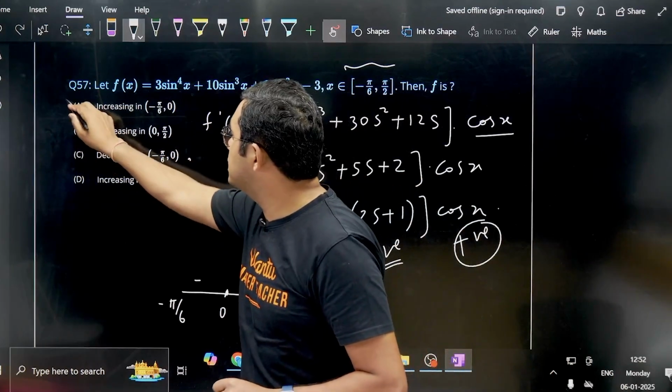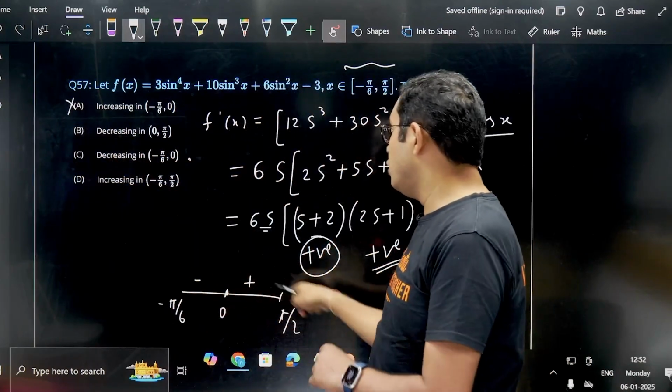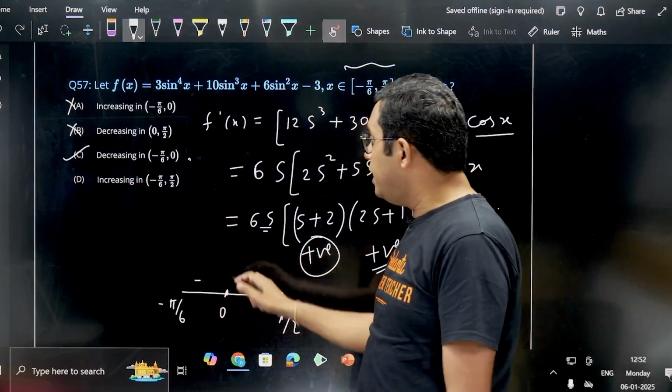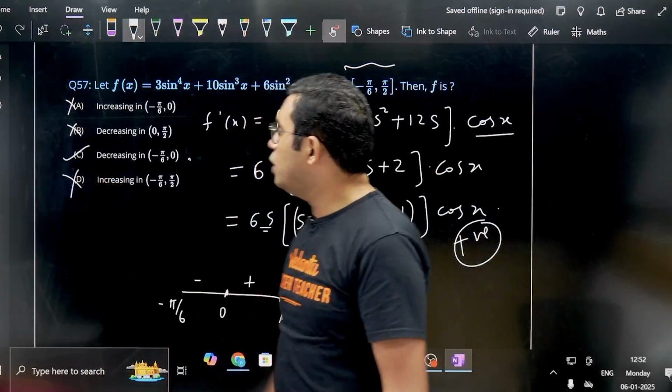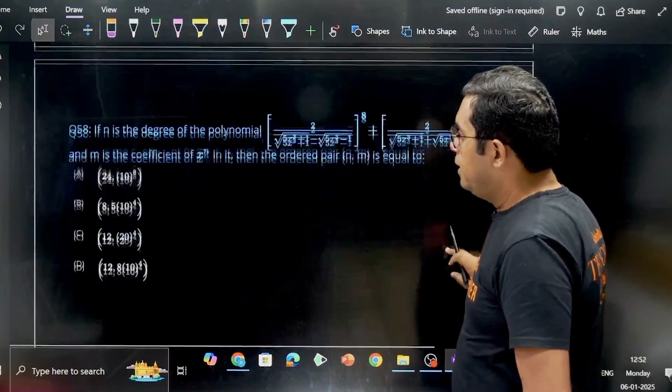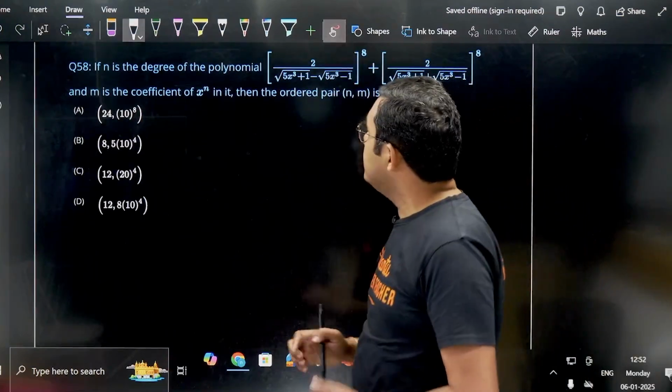This is correct, so this is definitely wrong. Decreasing from 0 to pi by 2 is obviously wrong, and this is correct. And entirely increasing is also wrong. So the answer for this is C. Yeah. Coming to question number 58.